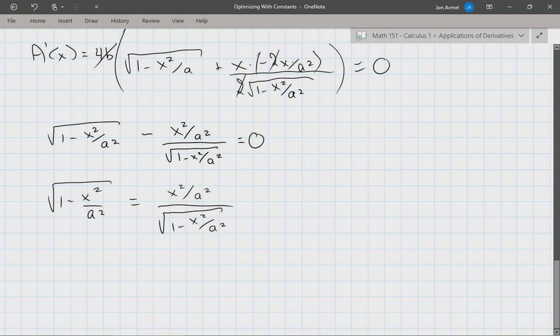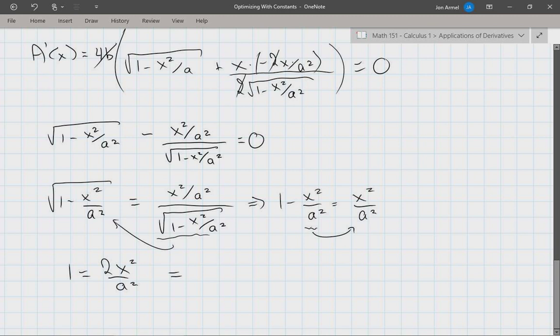Okay, now I'm going to take my denominator here and I'm going to multiply it to the left. And because I'm just squaring a square root, the square root goes away. So I get 1 minus x squared over a squared equals x squared over a squared. Wonderful. Now I can take this term and add it to the other side. So we're going to get 1 equals 2 of those. And then I'm solving for x, so I'm going to get the x by itself by multiplying by a squared over 2. So I have a squared over 2 equals x squared.